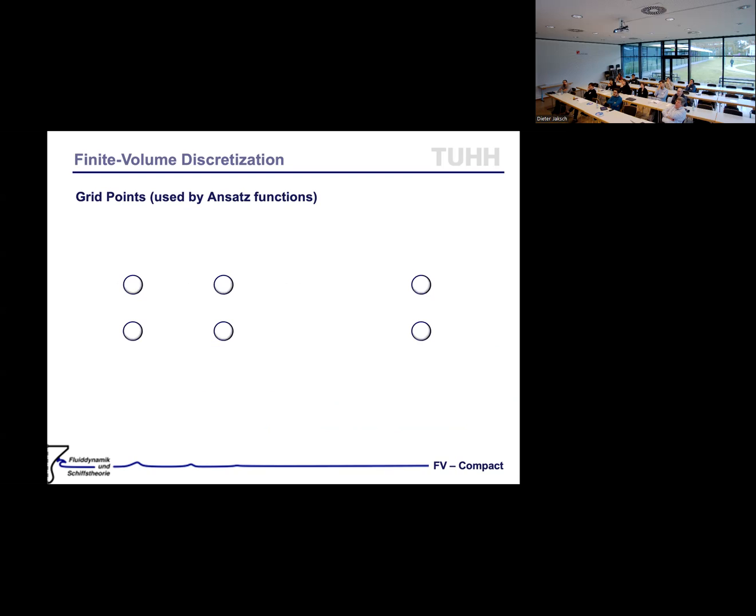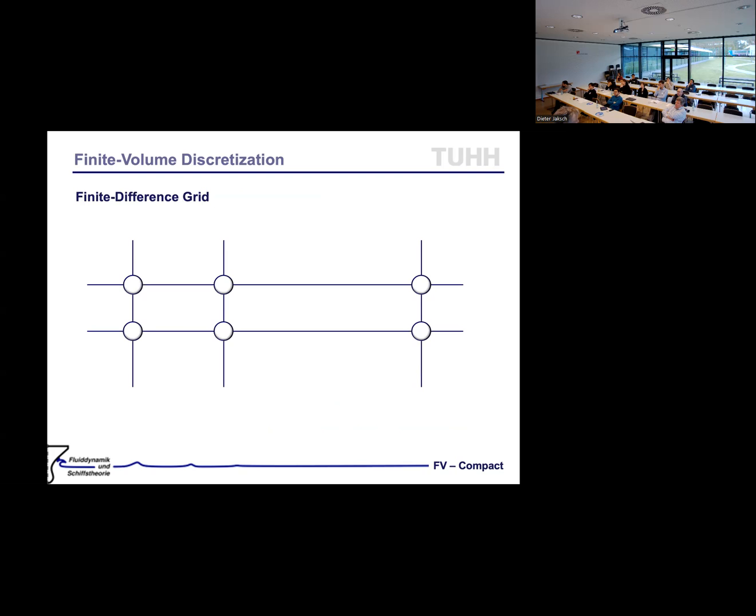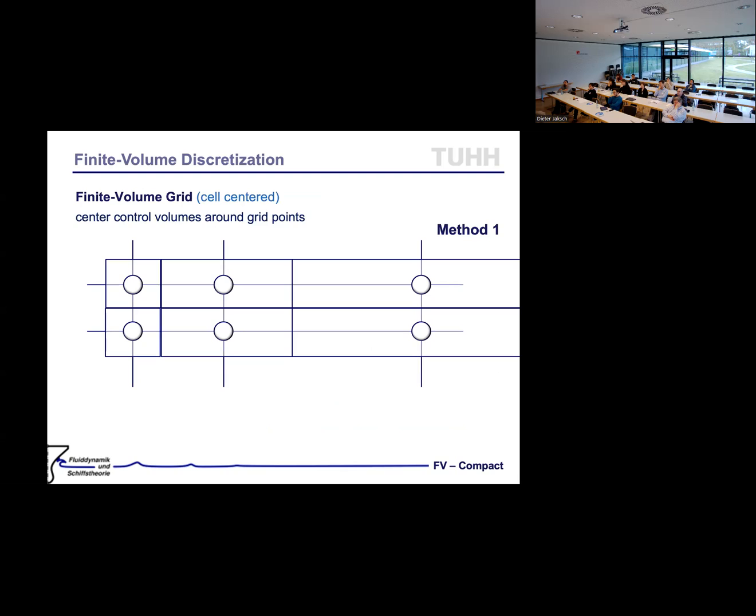Now, to go into the details of the various discretizations, say we have a number of points, okay? And now we spend grid lines. This is called the finite difference method or discretization. But then we can draw these dots around it. Now, in this case, this is called the cell-centered finite volume method.